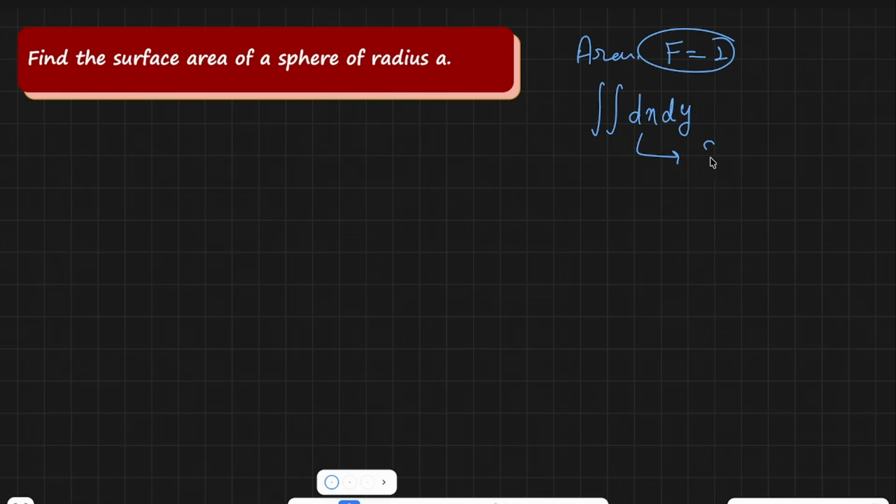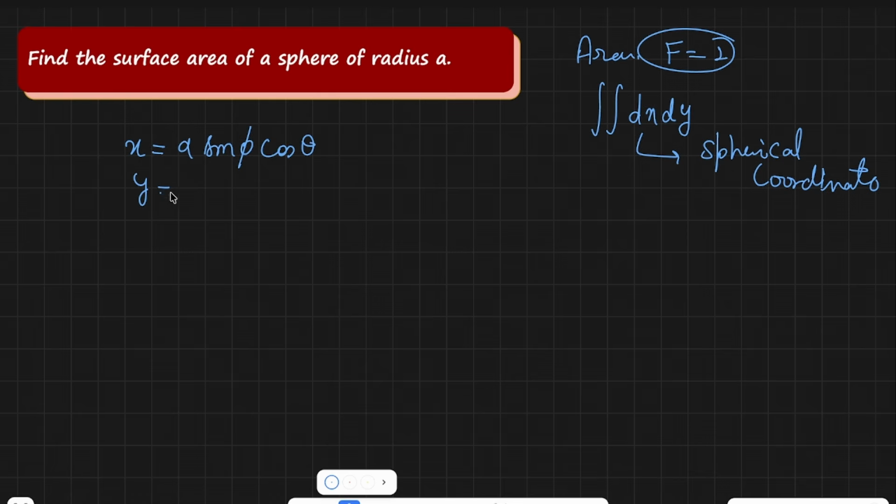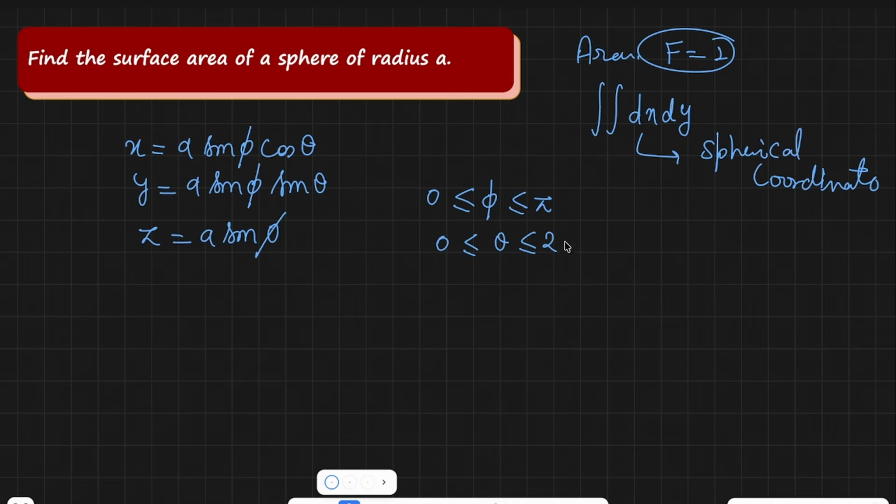Now you have to convert this into the spherical coordinate system, so you have to know that. In the spherical coordinate system, you apply x equals a sin phi cos theta, y equals a sin phi sin theta, and z equals a cos phi. Here phi will run from 0 to pi, and theta will run from 0 to 2 pi.